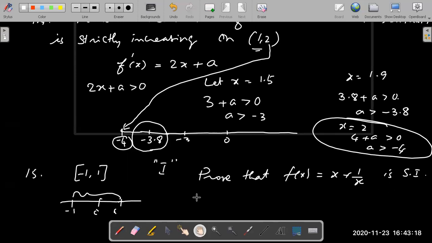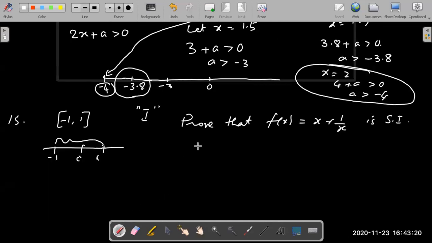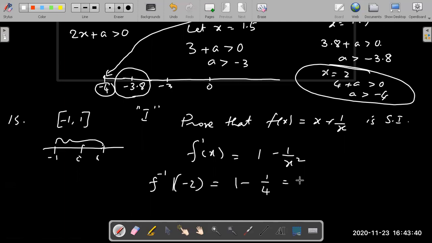So what we have to do for that is differentiate first. f dash x equal to 1 minus 1 by x square. So let's try f dash of minus 2, which is outside this interval. So you will get 1 minus 1 divided by 4, that's equal to 3 by 4. Let's give f dash of 2. That's equal to 1 minus 1 by 4, that's equal to 3 by 4 as well.